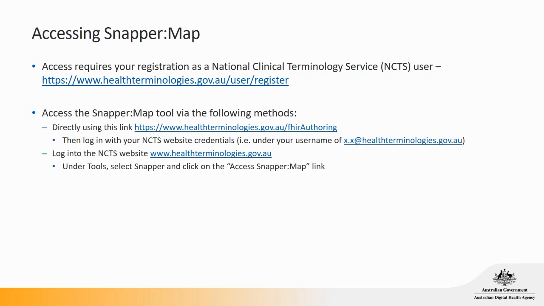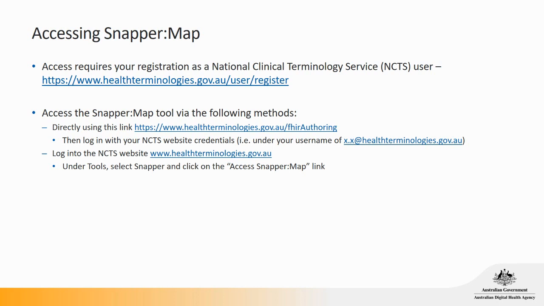To be able to use SNAP-A-Map, you must be a registered user of the National Clinical Terminology Service, or NCTS, because you are accessing SNOMED data. There is a link here to register as an individual or organization, but just as a note, if you are part of an organization that is already registered with us, you will need to track down what we call the responsible user within your organization to provide you with access to the NCTS website. If you have any issues with this, please contact our help center.